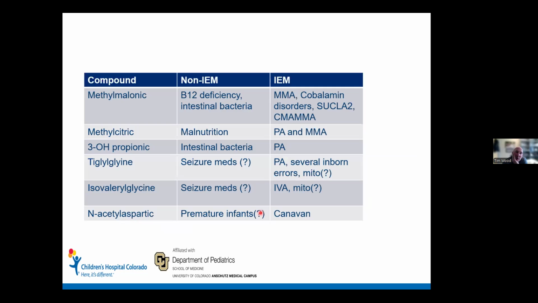Okay, so compounds can be associated with an IEM or they cannot, and I sort of inferred that about methylmalonic acid and B12 deficiency. I haven't seen methylcitric with malnutrition a lot, but it's in some of the textbooks. Every week I see a little bit of tiglylglycine and isovalerylglycine, and those patients are usually on seizure meds.